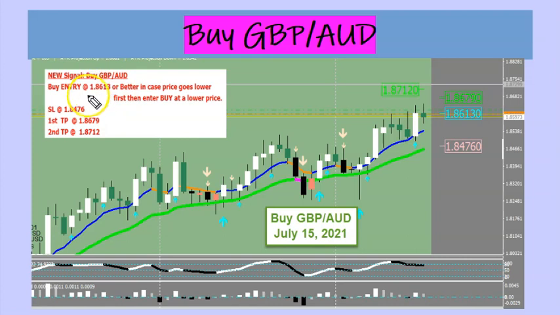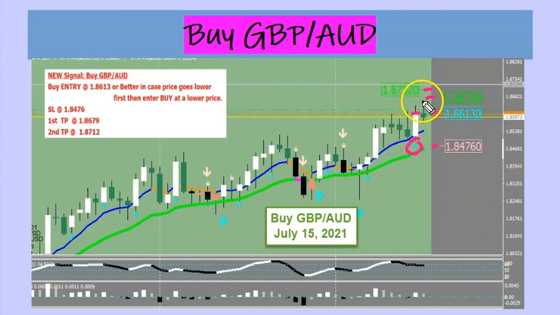Here I give you the buy entry at 1.8613. So that was right there, 1.8613, and that was the entry at the close of this candle. There's the signal. And I give you the stop loss, you see right here, 1.8476. The first take profit target right here, 1.8679, and then a second take profit target. I give you all of this information, and all you have to do is follow the instructions, and that's what this video is all about. So pay attention, follow the instructions. You guys are going to make money.